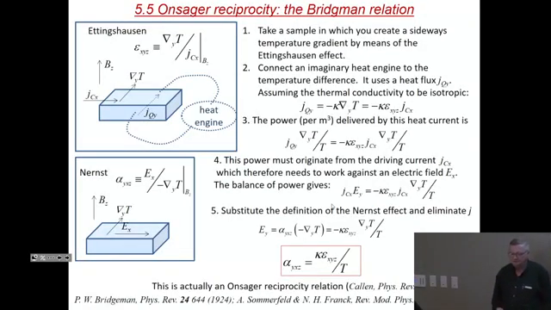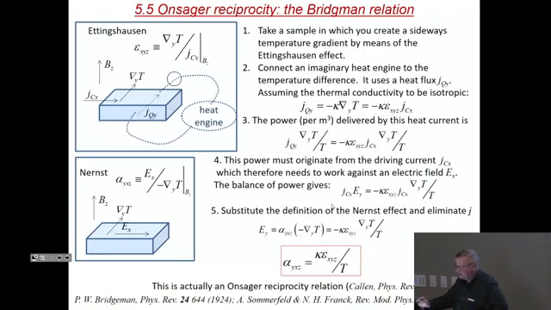Okay, so the last part of this topic is going to talk about the Onsager reciprocity. Now, this is going to be complicated, of course, by the necessity to work either adiabatically or isothermally, but let's just do this. Take a sample in which you create a sideways temperature gradient by the Ettingshausen effect. So let's write the Ettingshausen current here, the driving current here, and that gives you a grad YT. The Ettingshausen coefficient is the ratio of these two.